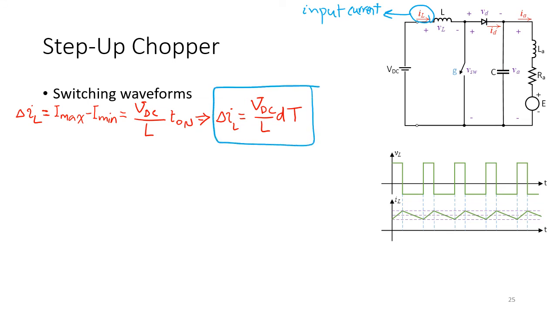You may find this equation useful. The reason was the slope here, the slope was VDC over L, and here is T on. We use it to calculate it. We also want to calculate the IL average.